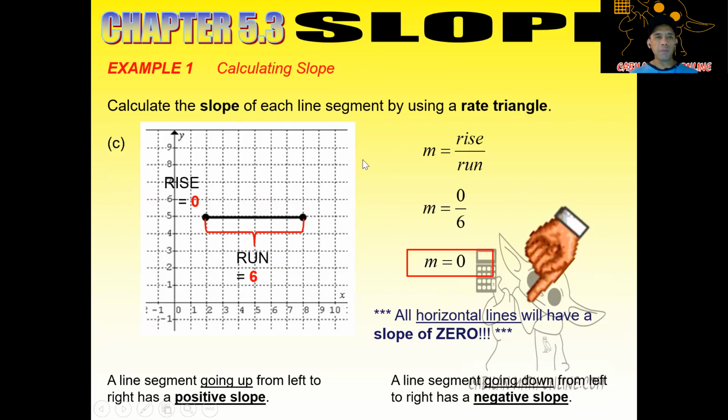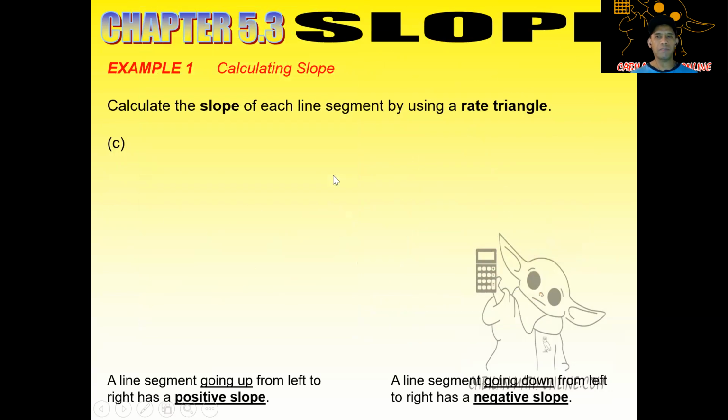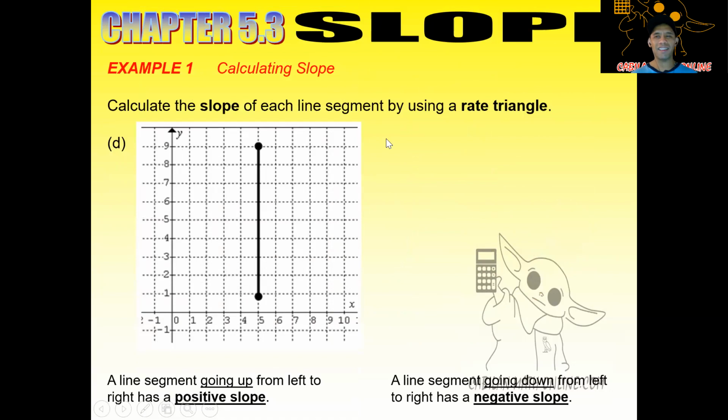All right, our next special line, the opposite of horizontal, is a vertical line. And this one over here is interesting. All right, so what we have here is a vertical line, which is a line that goes straight up and down. And again, we're going to approach it the exact same way over here.